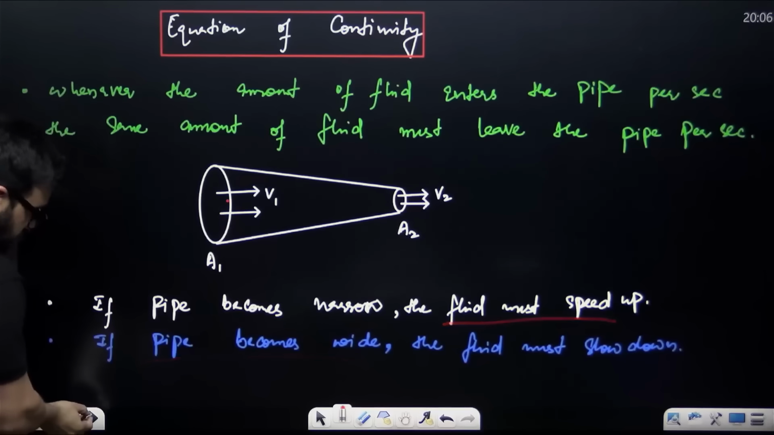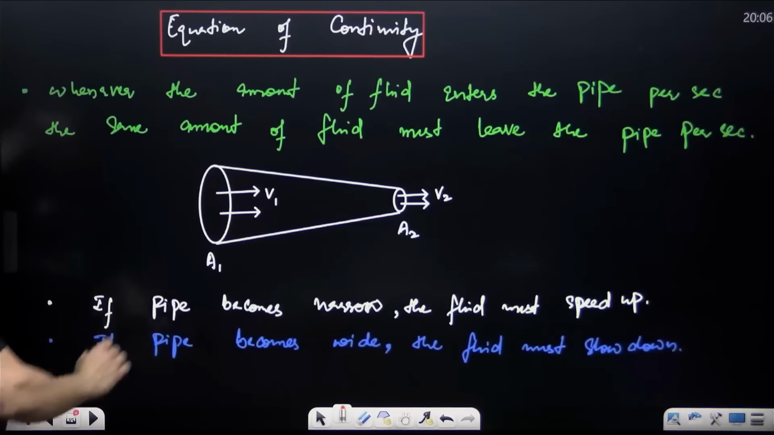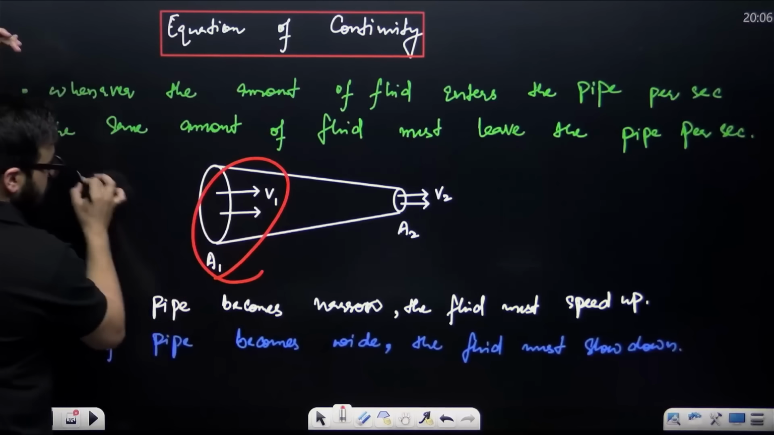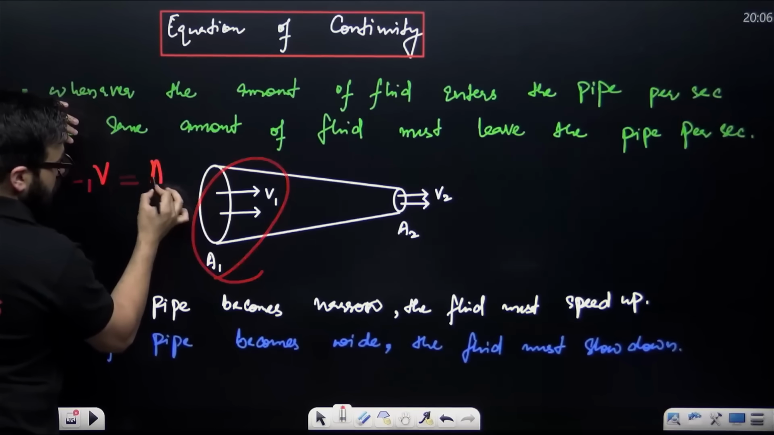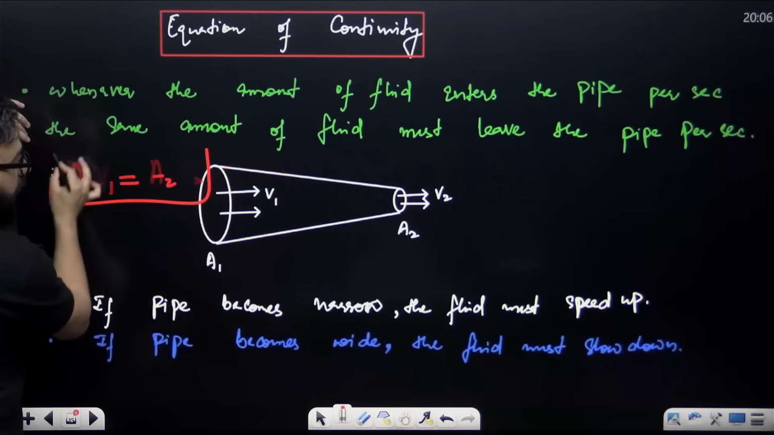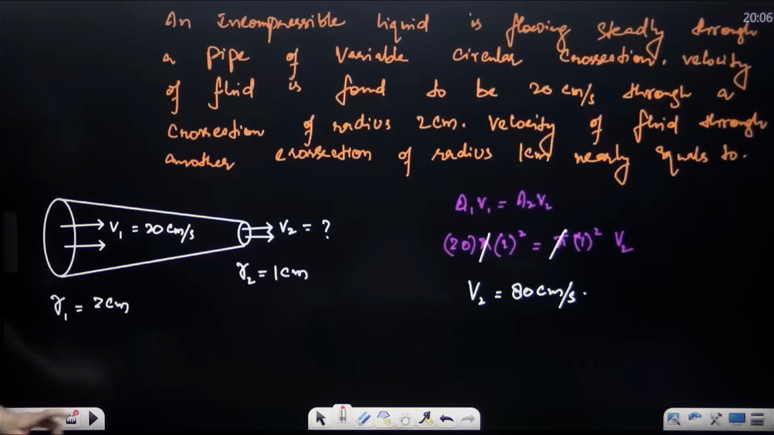So here, we can say this equation of continuity will simply be A1 into V1, area into V1, equals A2 into V2. So the rate of flow is constant. This is the equation of continuity.